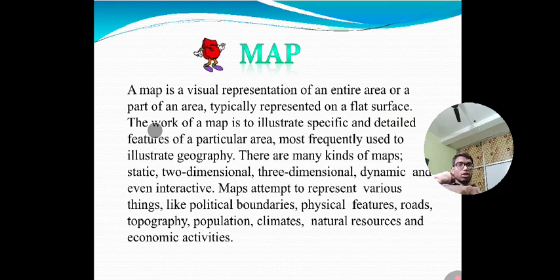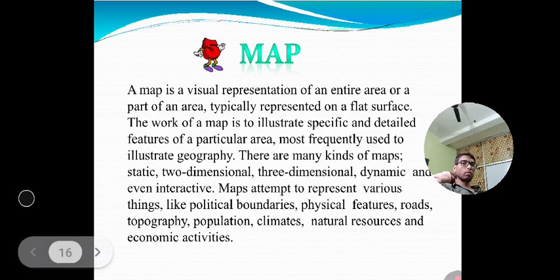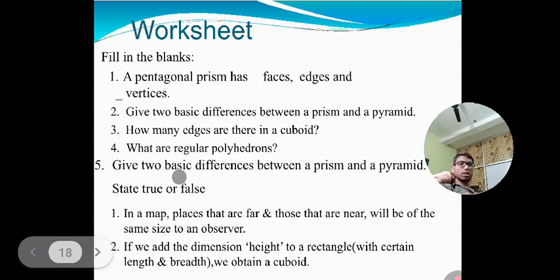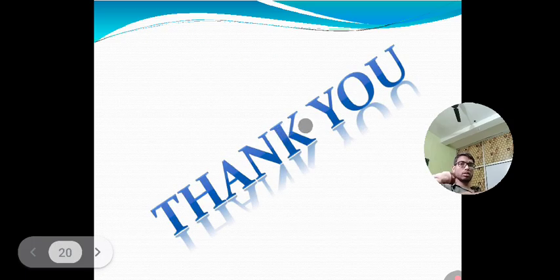Map. A map is a visual representation of an entire area or a part of an area, typically represented on a flat surface. The work of a map is to illustrate. You can read it if you think it is important knowledge for you. Map images look like that. Worksheet: this is for you. This is the question, and the answer is here.